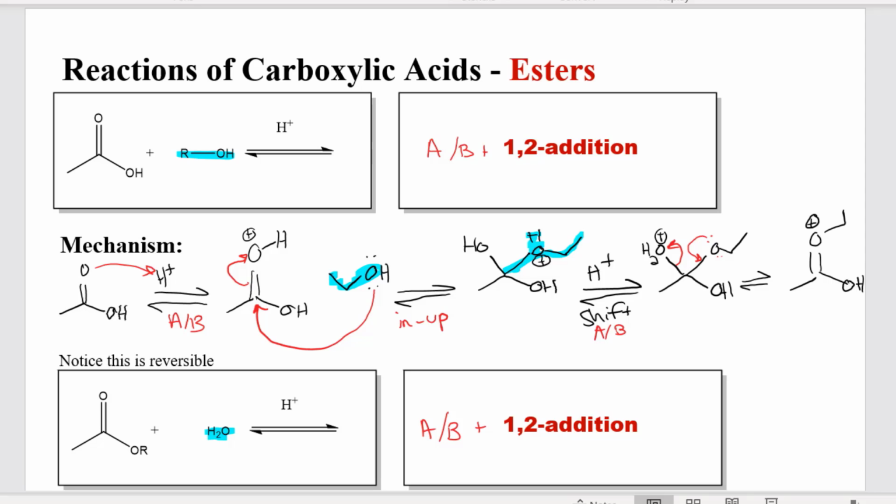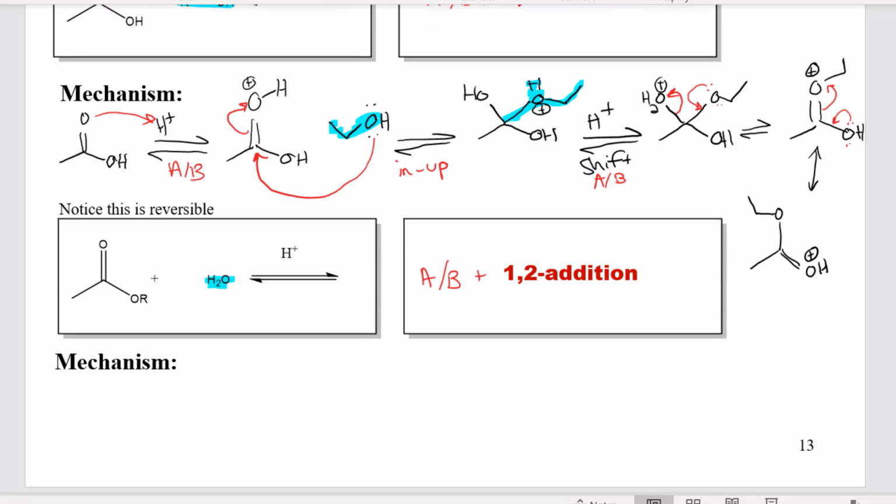Now at this point, understand that we have a resonance structure. You could have done down and out with the other OH. That would have probably been a quicker and smarter way to do it. I chose the other oxygen, but understand that there's resonance here. Right? And that's my ester.